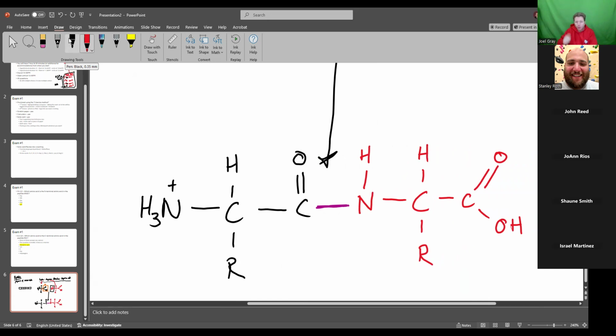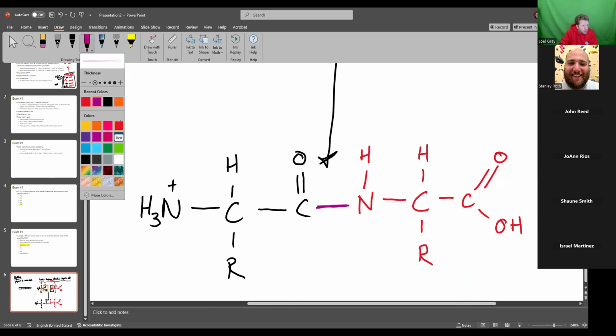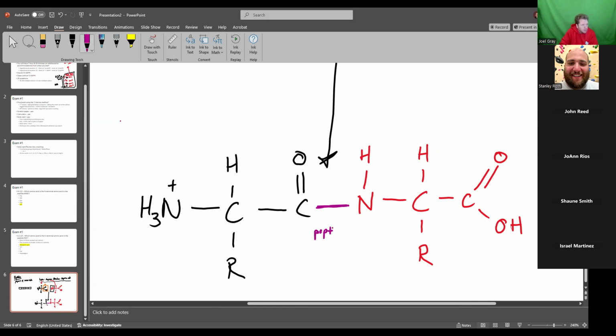Okay, that purple line, that specific line right there, is what is known as my peptide bond. I'm going to switch my color to purple because I use that. This is my peptide bond. Okay, so that's my peptide bond.